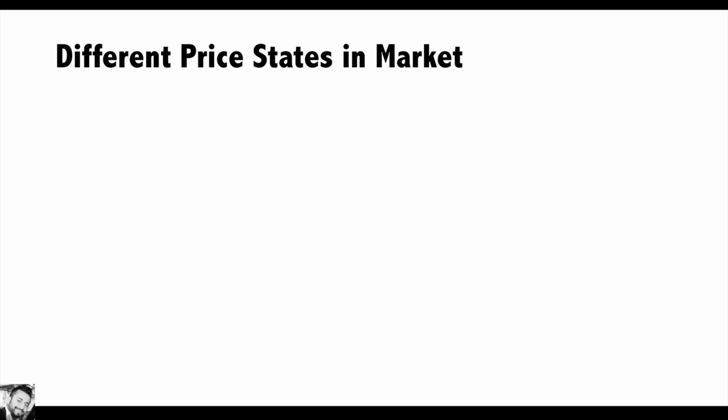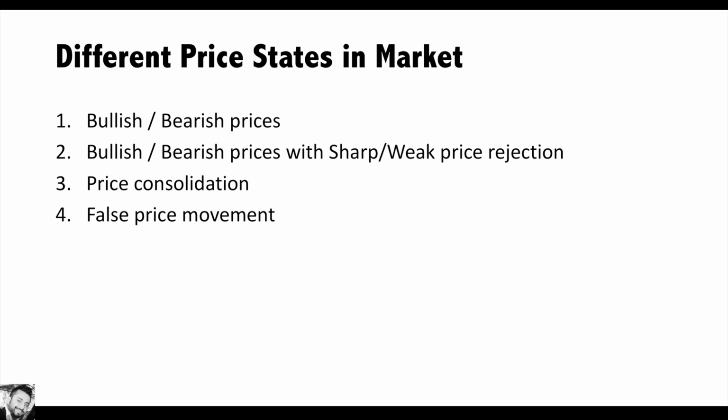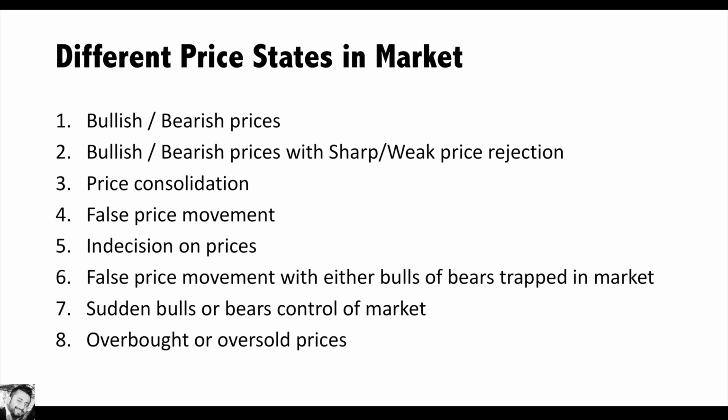Okay, so different price states in the market. As I mentioned earlier, you can have bullish or bearish prices. You can have bullish, bearish prices with sharp or weak price rejection. You can have a price consolidation. You can have a false price movement. You can have an indecision on prices. You can have a price movement with either bulls or bears trapped in the market. And then you can have sudden bulls or bears taking control of the market. And the last is either the price is overbought or oversold. Okay, so let's look at some examples using the chart and see how we could take advantage of this using the price action on the daily charts.